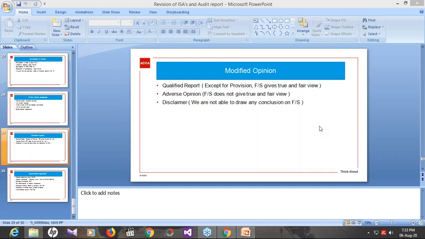And if financial statements are prepared on a going concern basis, and in actual fact the assumption is not valid, and financial statements should have been prepared on the break-up basis, then all of the heads of the financial statements are misstated. So this is also a good example of pervasive misstatement.